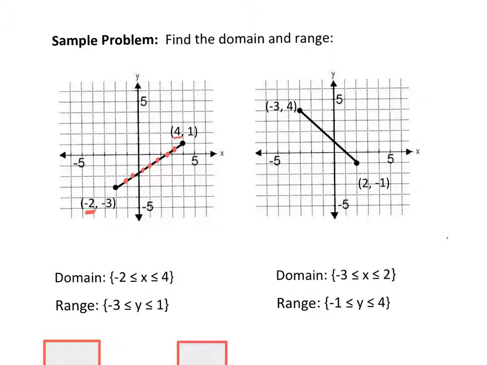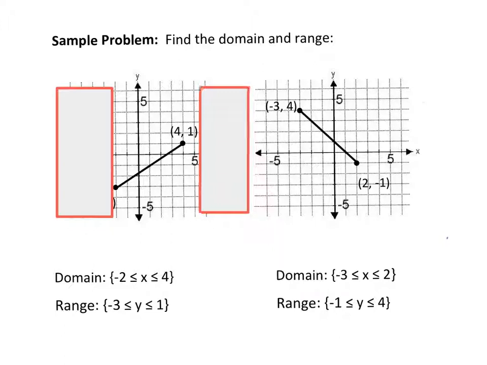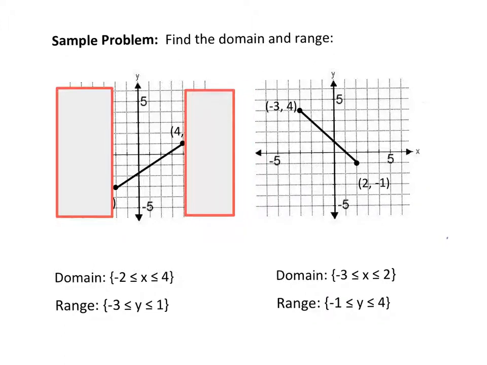Now I want to show you another way of looking at that, so I'm going to erase those for a second. What I sometimes like to do is, if I take two rectangles and come in from the left and the right so that my graph is in between, it will give me the domain. So in this case, my domain is all of the numbers between -2 and 4. So that's why it says here the domain is between -2 and 4.